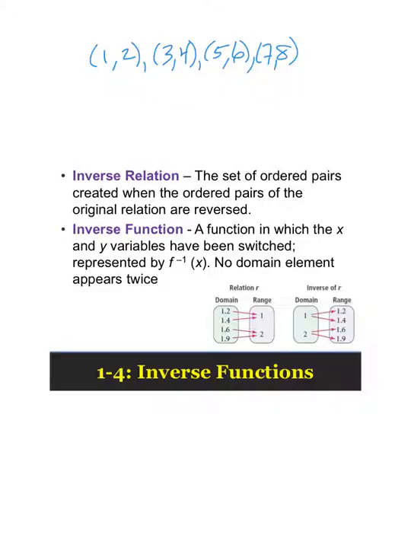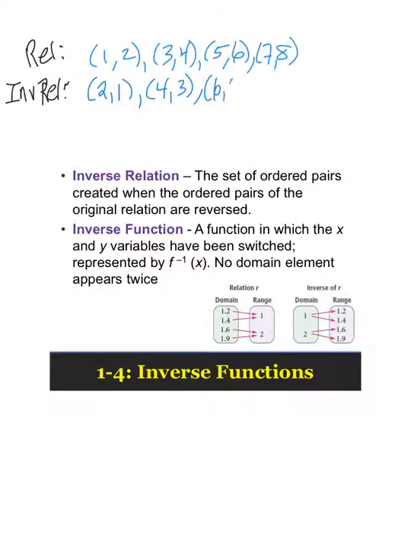So to get an inverse relation, we're just going to switch the x and y value. That's it. So let's label this one as a relation, abbreviated, and then the next one's going to be inverse, INV relation. Then we'll determine, is the inverse relation a function? So we're going to go ahead and flip these around. So instead of (1, 2), we've got (2, 1), (4, 3), (6, 5), (8, 7).